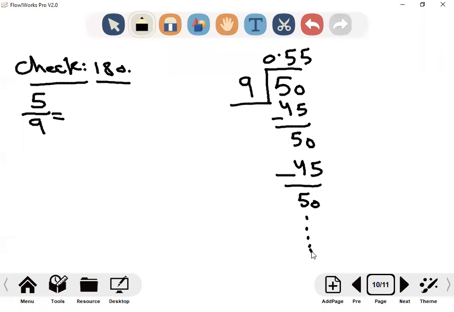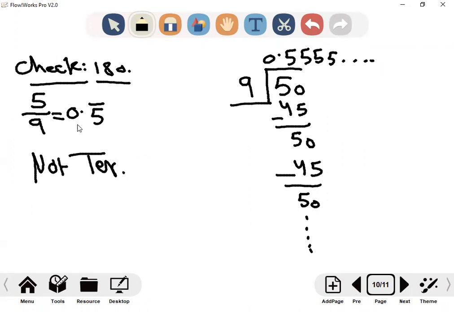So what's the answer here? It will be 5, 5, whatever. So the answer here is 0.5 repeating, and it is not terminating.